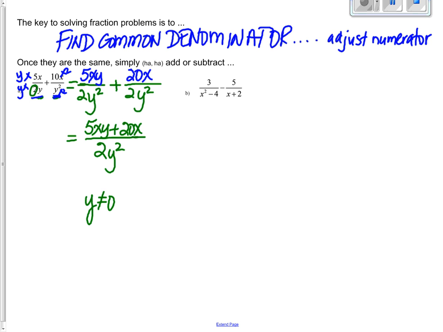Second one, 3 over x squared minus 4, take away 5 over x plus 2.